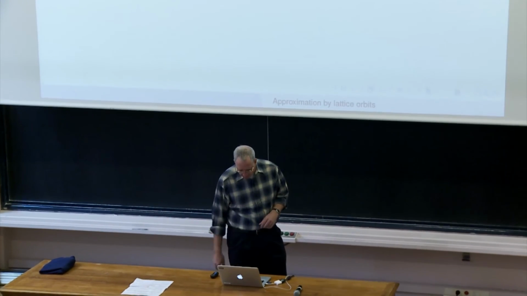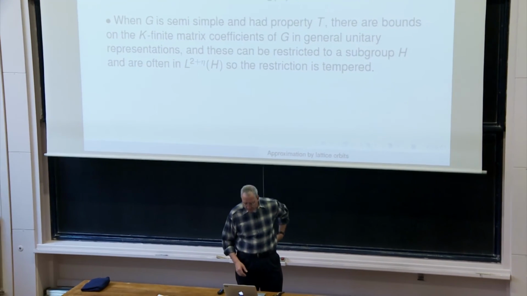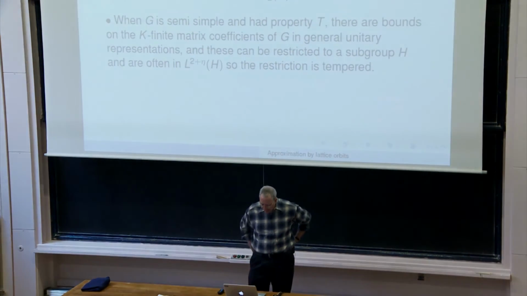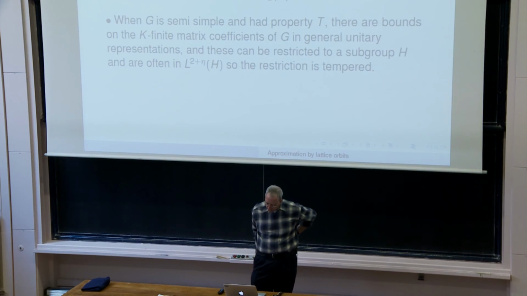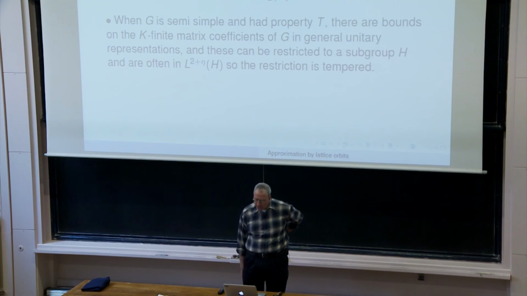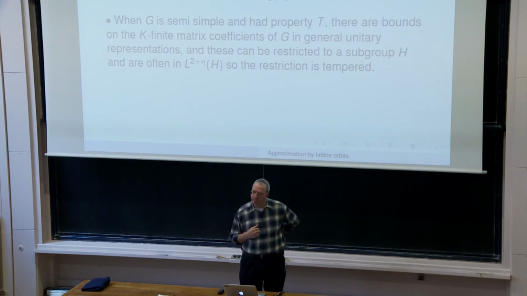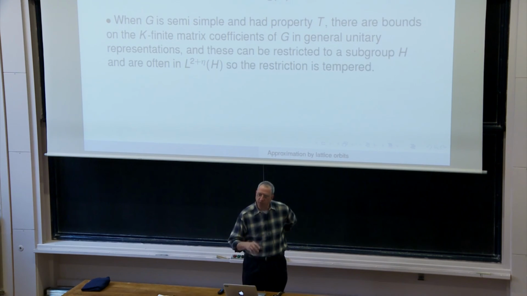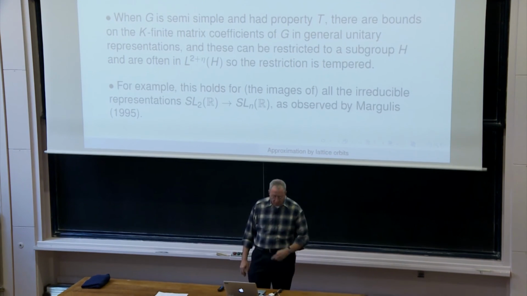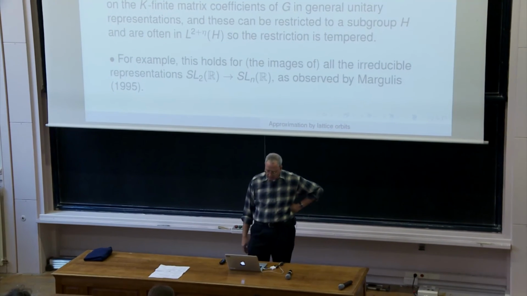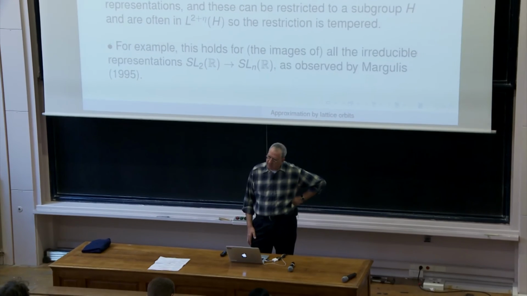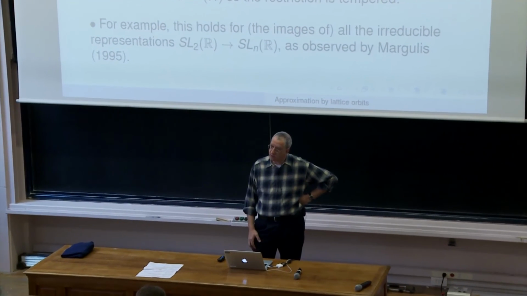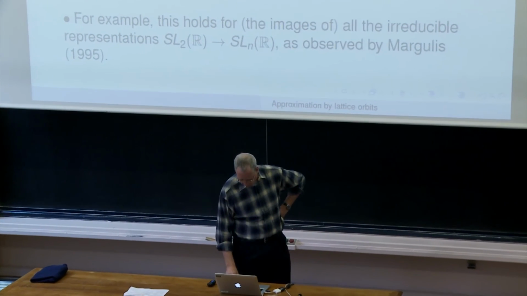And maybe I'll just finish this page. When G is semi-simple and has property T, there are bounds on K-finite matrix coefficients of G in general unitary representations. These can be restricted to a subgroup H, and they are often, in fact, in L2 of H. That's much more general than at least I realized. It's really very common. It's quite surprising. And so you get a very large collection of tempered subgroups from this principle. For example, this holds for the images of all the irreducible representations of SL2R in SLn. This was a fact noted and used by Margulis already in '95. But it's much more general than that.